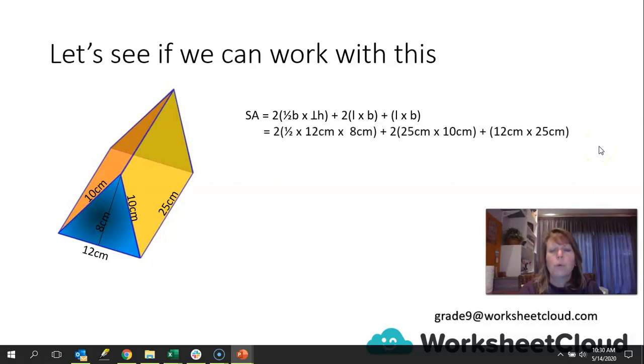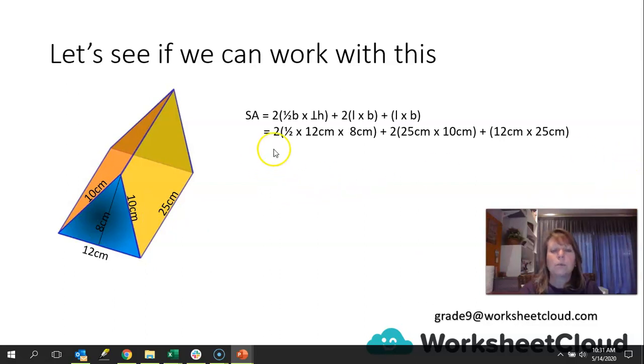Okay, so we've got half the base, which is 12 centimeters, times the height. Remember, we have to know what the perpendicular height is. If we don't, we can't work out the area. And then we're going to go plus 2 times 25 times 10, so this is 25 centimeters there, times 10 centimeters, and there's two of those faces, plus 12 times 25, because that is the measurement of the third rectangle. So let's go ahead and work that out.